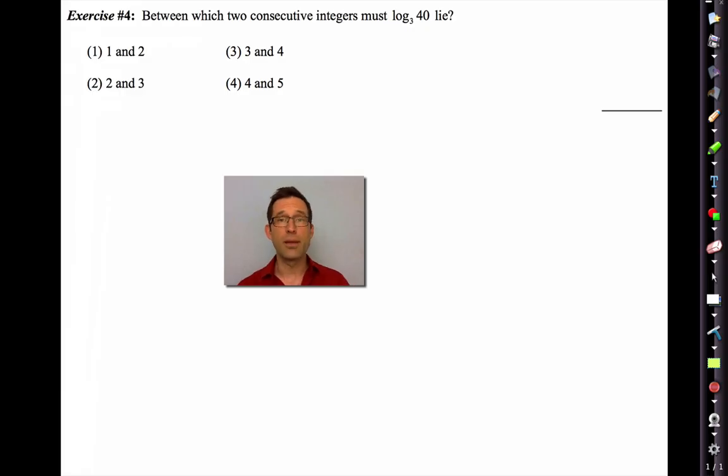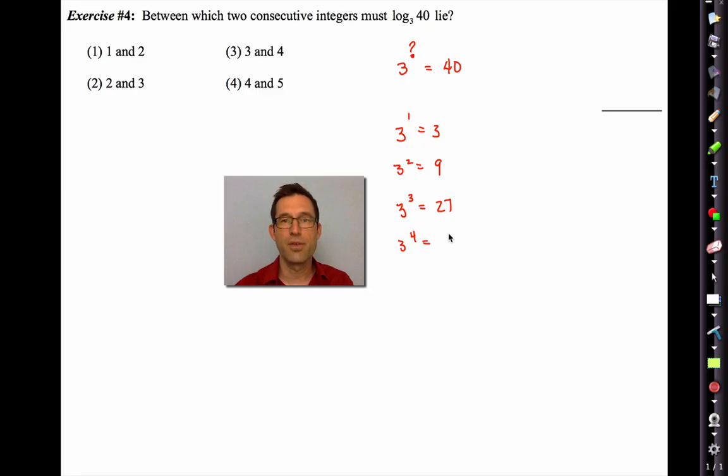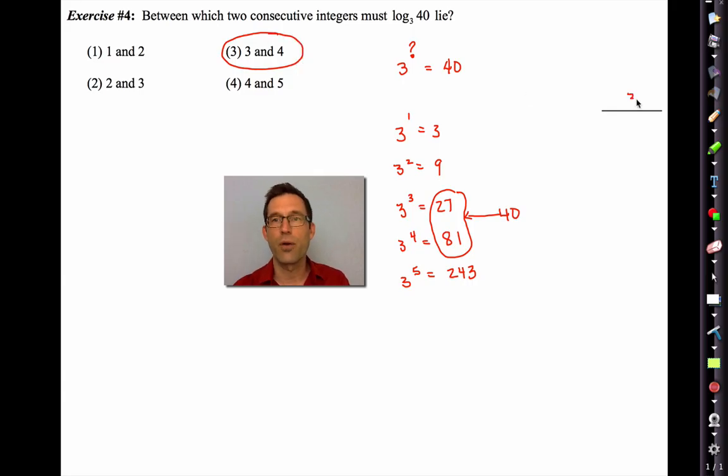All right. Well, ultimately, whatever log base 3 of 40 is, it's whatever I would have to raise 3 to in order to get 40. Well, I know 3 to the first is 3, 3 to the second is 9, 3 to the third is 27, 3 to the fourth is 81. I'll just do one more. 3 to the fifth is 243. Well, where does 40 lie? 40 lies somewhere in here, right? It lies between 27 and 81. So log base 3 of 40 must lie between 3 and 4. I don't know what it is, but it's got to lie between 3 and 4.